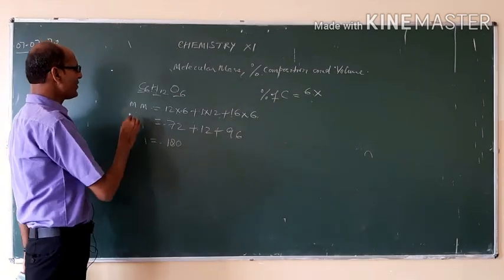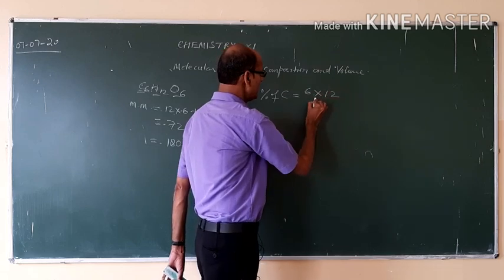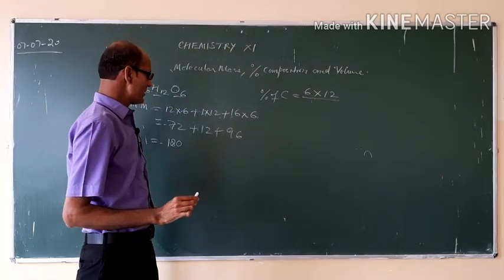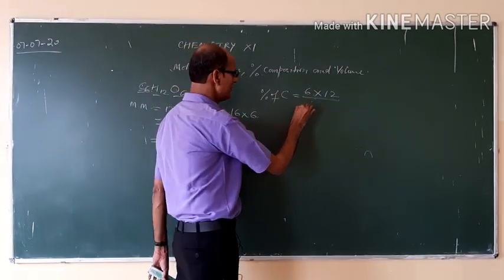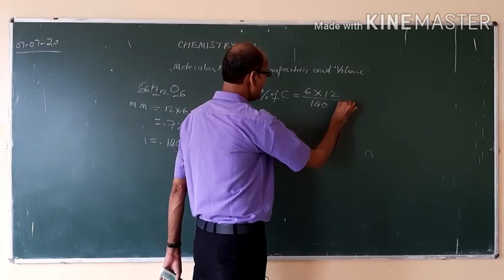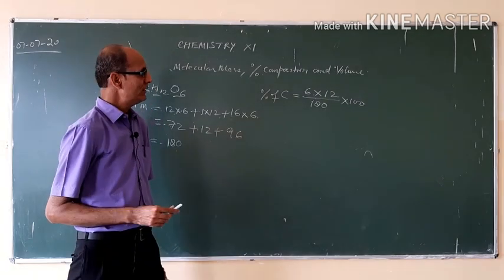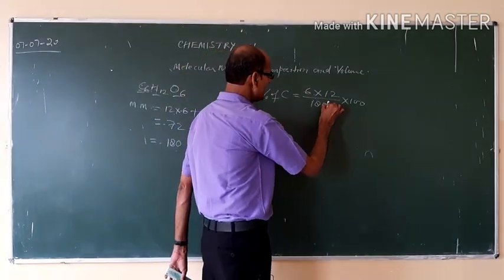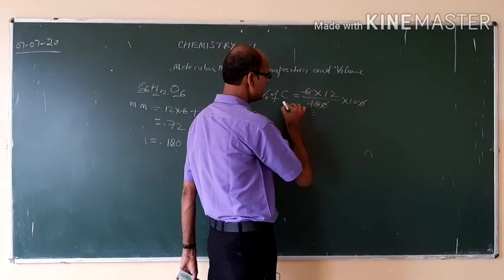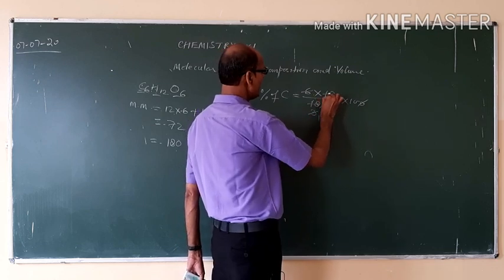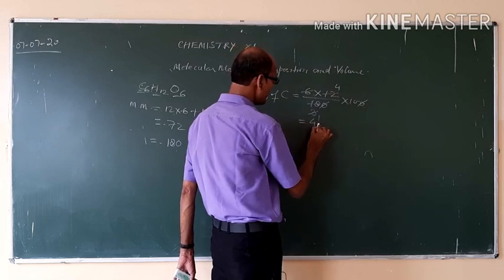What is the atomic mass of carbon? That is 12, upon the molecular mass you have calculated, that is 180, and into 100. If you want to find the percentage, write 100. So 12 into 6: 6 1s are 6, 3s are 18, 3 1s are 3, 4s are 12. That means 40%.